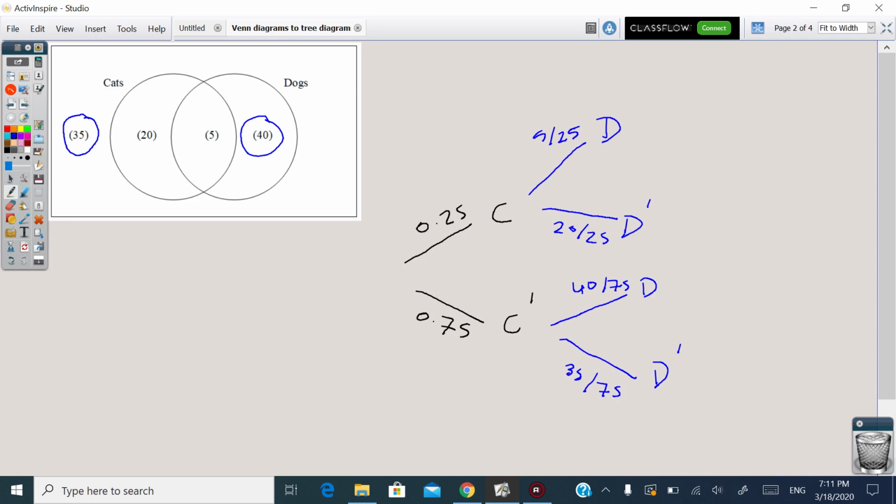Now, let's multiply the probabilities. And let's take the first branch, this branch. What's 0.25 times 5 over 25? It's 0.05. Let's take the second possible route, this route. The product of the two probabilities that we have here is 0.2.